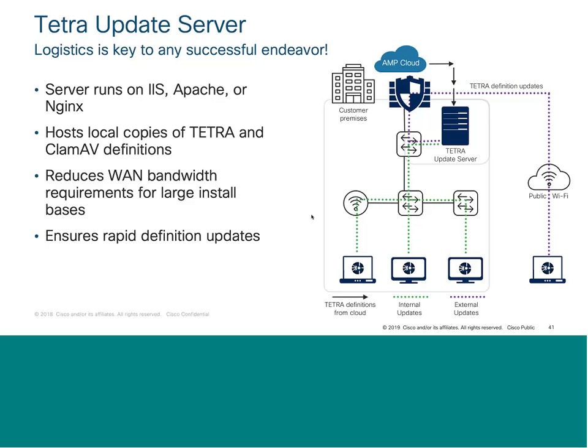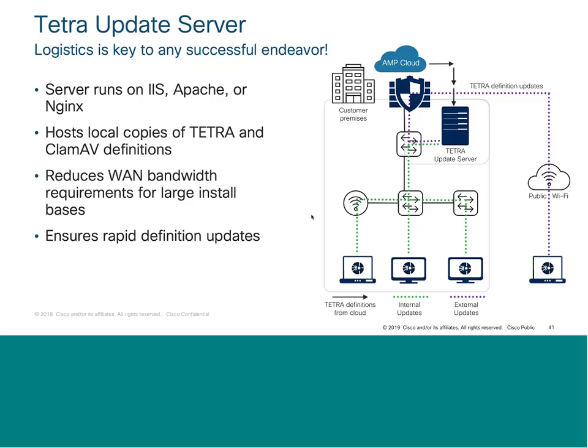It's not a great approach to this issue. So we provide the AMP update or Tetra update server. The server runs on IIS, Apache, and Nginx. It's pretty easy to configure. There's lots of documentation out there, and if you have issues, reach out to me or reach out to the BU escalations team, the Tier 3 support team.